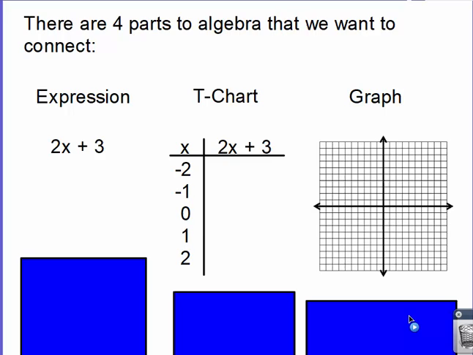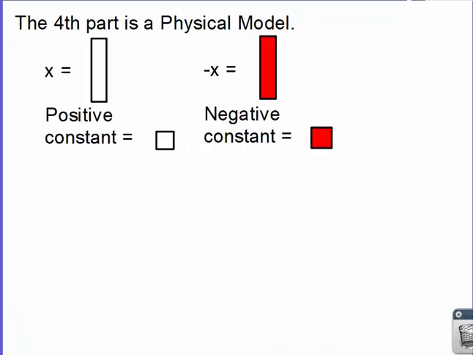a visual model. So for the models that we're going to be using today, we're going to use this particular key. A long open shape is going to be considered an X, and a long closed shape will be considered a negative X. An open square counts as a constant, so this counts as 1. And a closed square is going to count for a negative 1. So let's look at a couple of expressions and see if we can build their models.